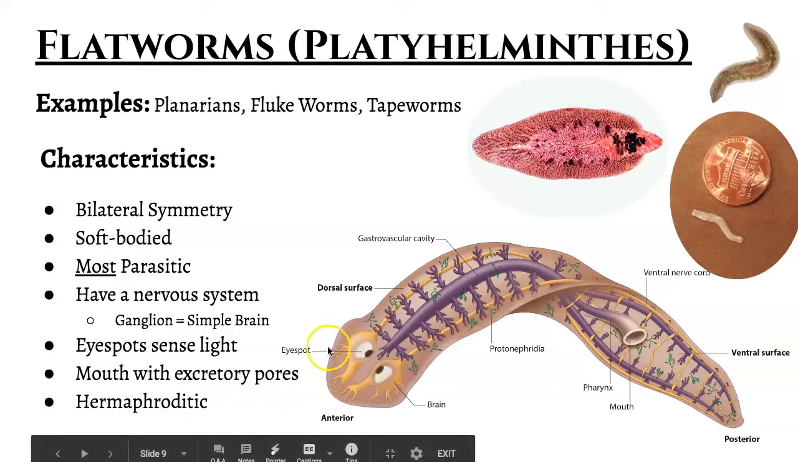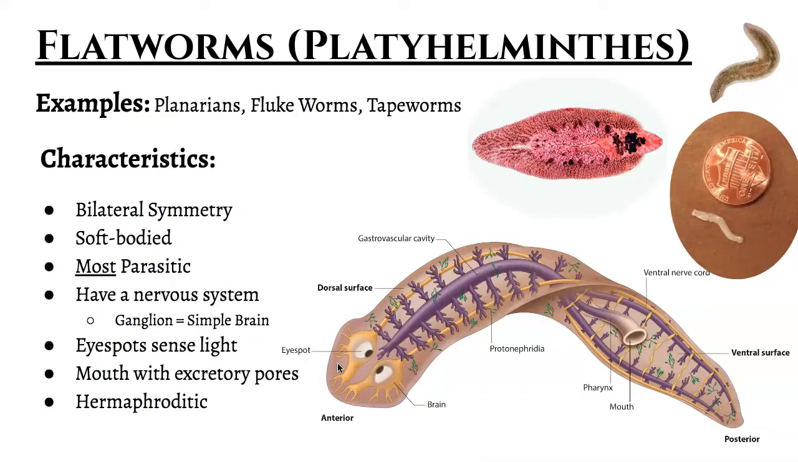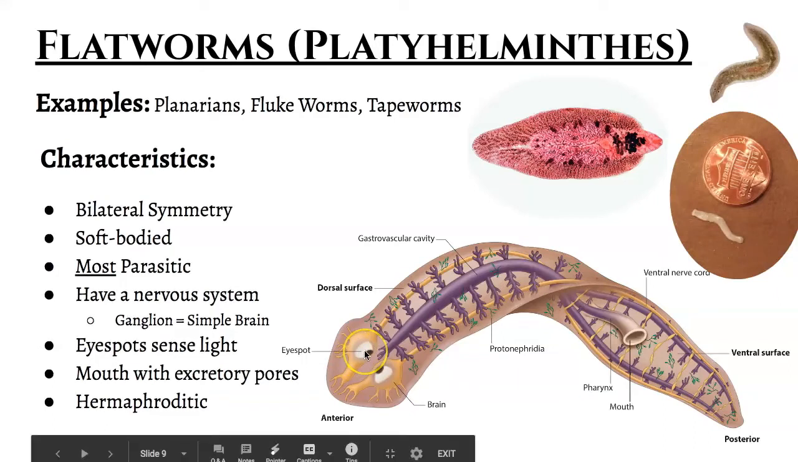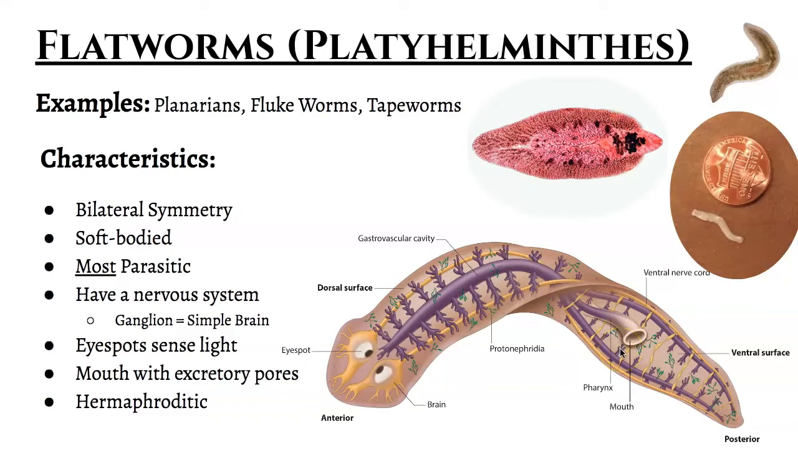Now, I said we kind of have a head here, and in most cases you would assume that that's where their mouth would be. But on a planarian or any flatworm, it's not. They have what's known as a pharynx, and it's kind of like where your belly button would be. So imagine going to dinner and you have to eat everything through your belly button. That's how the planarians do it.